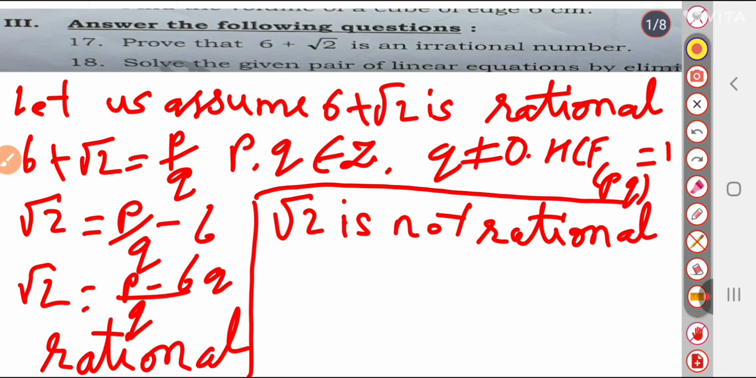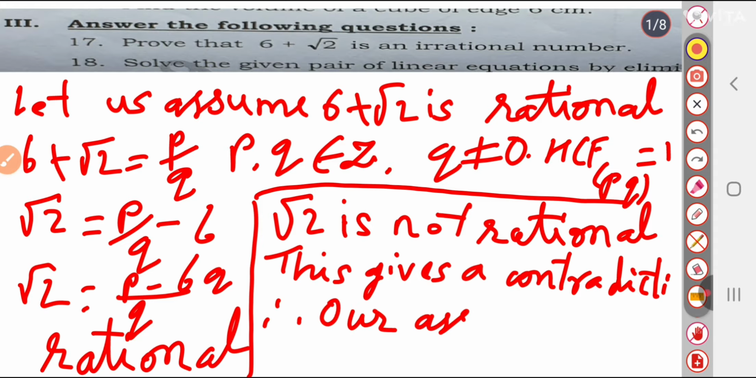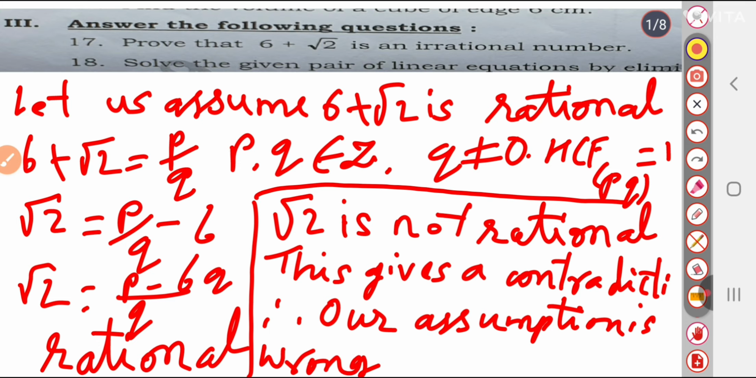So this gives a contradiction. Therefore, our assumption is wrong. Therefore, 6 plus root 2 is irrational.